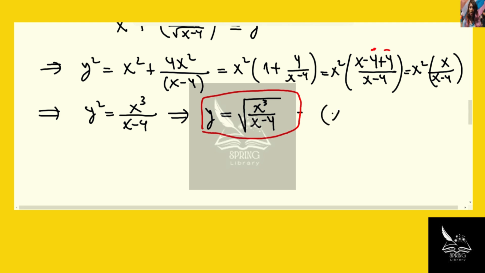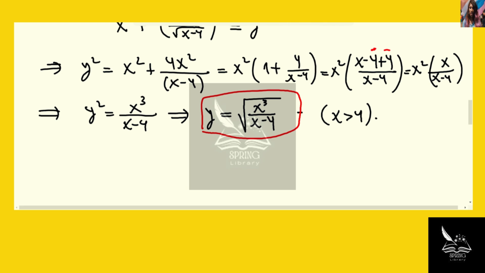And the condition will be x greater than 4. For this to make sense, x cannot be 4. In fact, it must be strictly greater than 4. And from this, we get that it is positive and the square root of x cubed makes sense. So this is our equation.